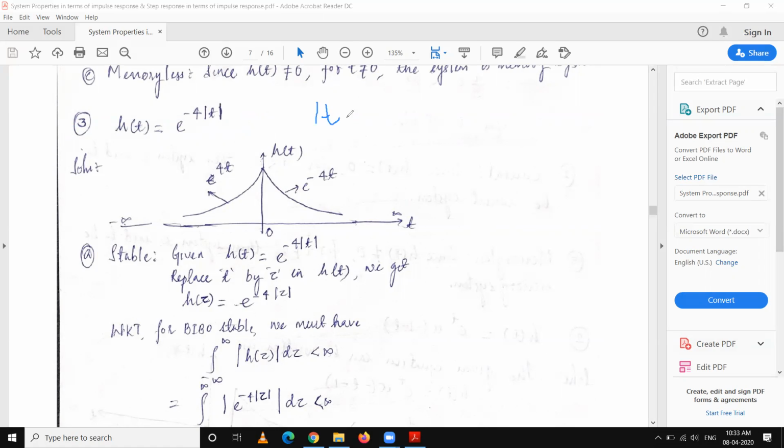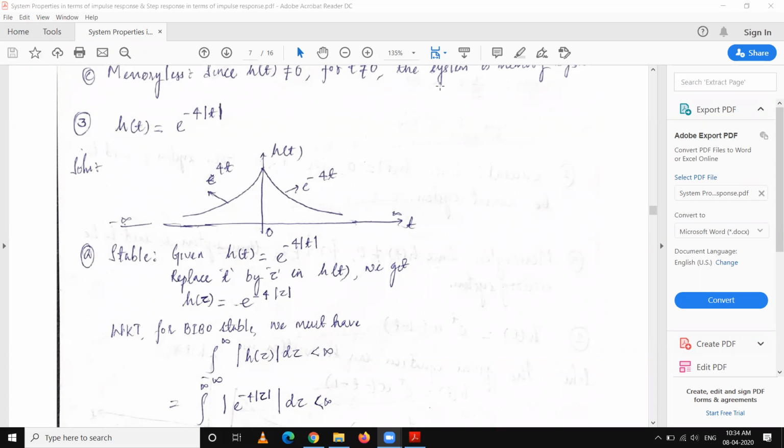Mod of t means nothing but positive t and negative t. We have to take positive t and negative t here. Remember this. So I will sketch the graph for this h of t, that is the impulse response.